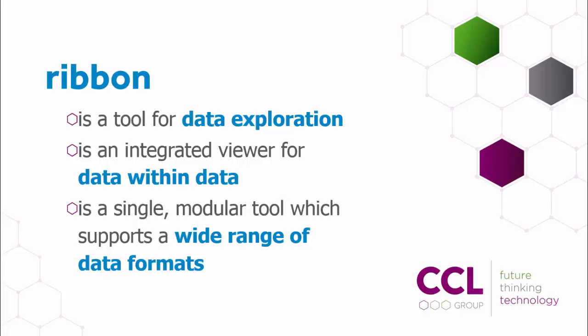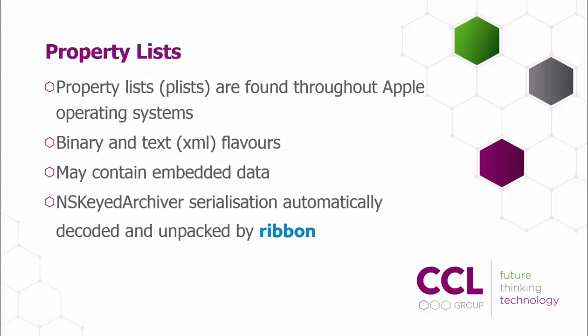I'm Alex Caithness, the lead developer on Ribbon, and in this video we're going to investigate how Ribbon deals with property lists. If you're involved in investigating iOS or macOS devices, you will likely be very familiar with property lists or plists. They're one of the most commonly encountered data formats, especially with relation to configuration of applications. But they can also hold many kinds of useful data. Furthermore, complexity can be introduced where they contain embedded data or are used as object serialization through the NSKeyedArchiver interface.